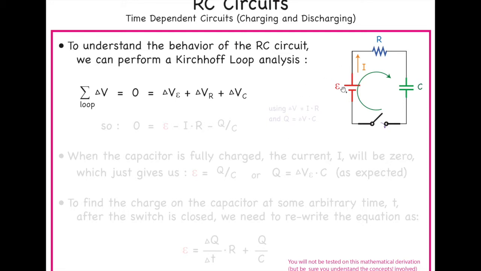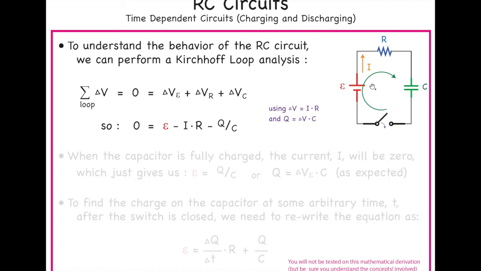So to understand the behavior of an RC circuit, we can perform Kirchhoff's loop analysis on this simple circuit. If we go around this one and only loop, then the sum of the voltage gains and drops has to equal 0 by the time we go all the way around, which in this case would include the voltage gained through the EMF, the voltage difference across the resistor, and the voltage difference across the capacitor.